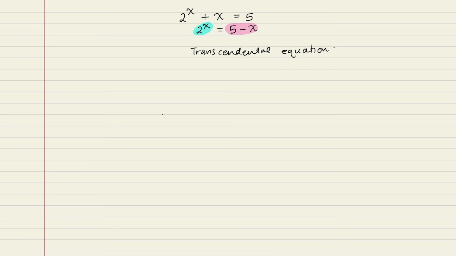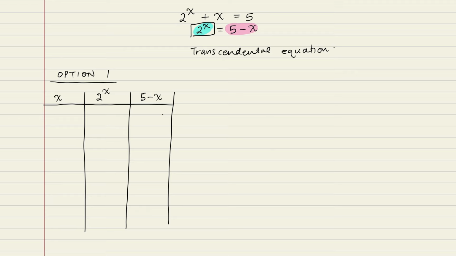Option one is trial and error or graphing it. So I'm going to test different x values and try to get as close as possible to the actual solution. If I substitute x equals 0, 2 to the power of x will equal 1, and 5 minus x will equal 5. Now if I substitute 1, 2 to the power of x is going to equal 2, and 5 minus x is going to equal 4. The goal here is to have these numbers be equal to one another.